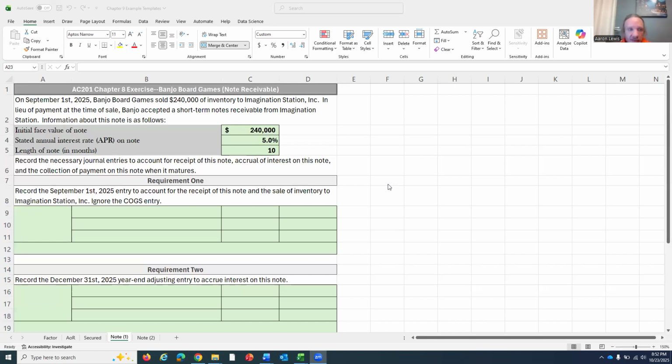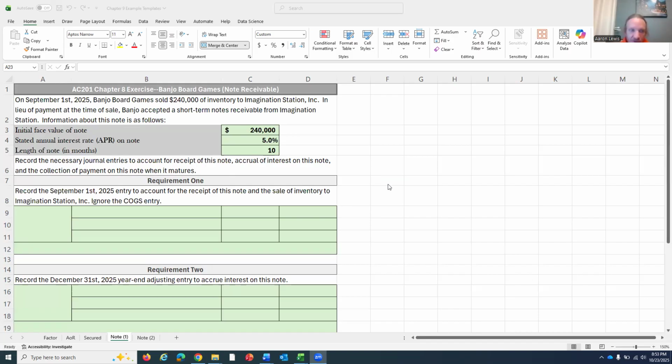So in this example problem, we're going to once again be Banjo Board Games. We're selling $240,000 worth of inventory to Imagination Station. In lieu of paying us at the time of sale or even taking a traditional accounts receivable, we are going to accept a short-term notes receivable from Imagination Station. And the information on it is as follows.